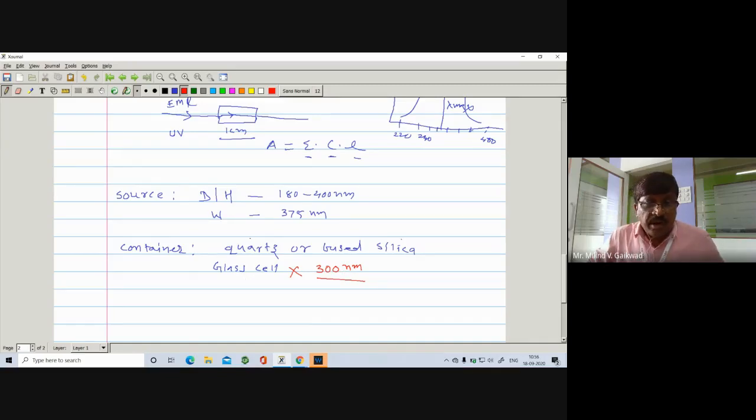We are using quartz or pure silicon, right? But we are not using the glass cell. Sometimes they may ask why you are not using the glass cell. Because glass absorbs at 300 nanometer.